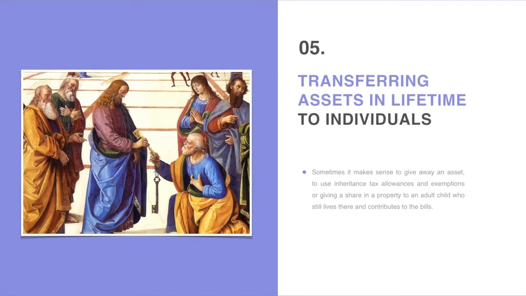A fifth option, which is appropriate in some cases, is transferring assets while you're alive to individuals. Sometimes it can make sense to give away an asset, to use inheritance tax allowances and exemptions, or giving a share in a property to an adult child who actually still lives in the house and contributes to the bills.